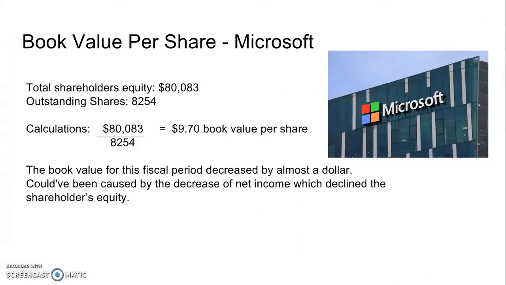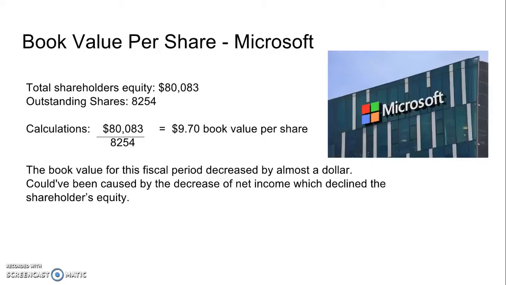Microsoft's shareholders' equity totals up to $80,083 in millions and 8,254 total outstanding common shares. Using the formula, $9.70 is the book value per share. Last fiscal period's book value per share was $10.69, so it shows that Microsoft's share value dropped almost a whole dollar, although they issued more common shares.